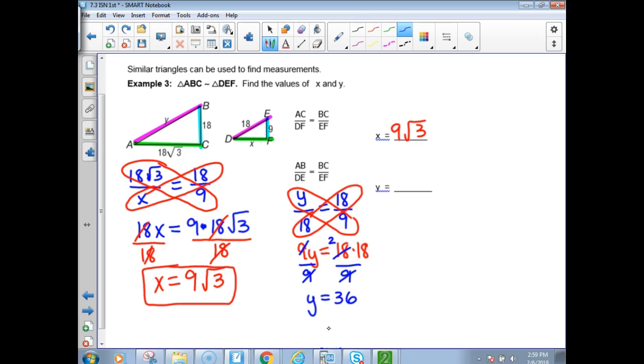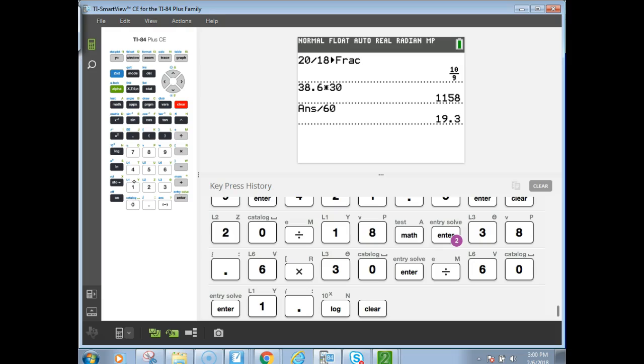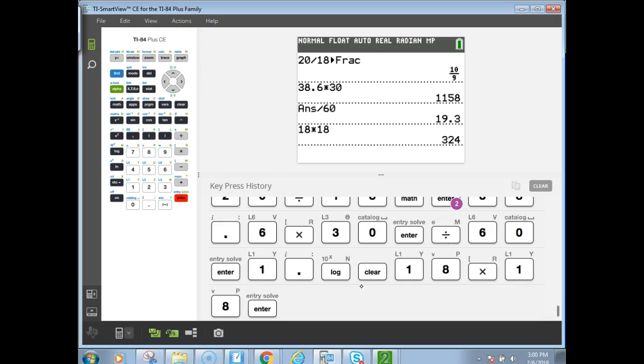And I will prove to you that that works just fine on the calculator. So let's say you did 9y equals 18 times 18. You would have typed 18 times 18 on your calculator. I don't want to freak anybody out if they're finding this a little confusing. You're still going to be able to do your geometry. You would have gotten 324.